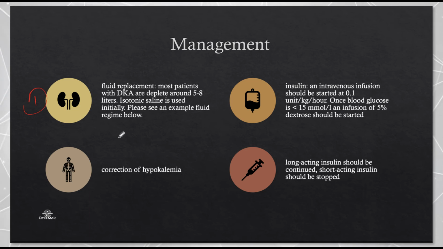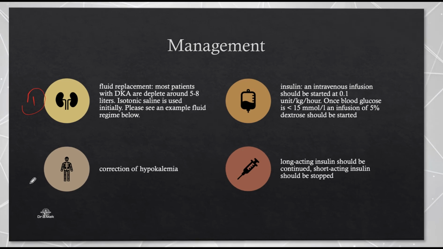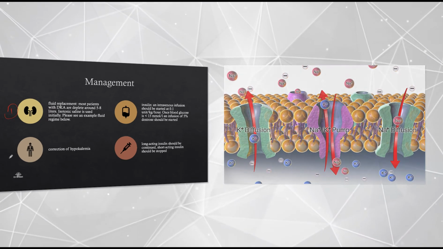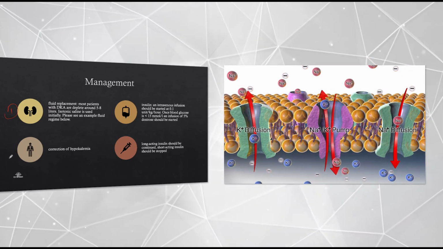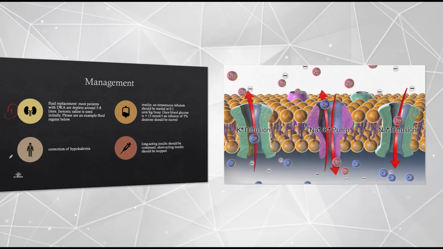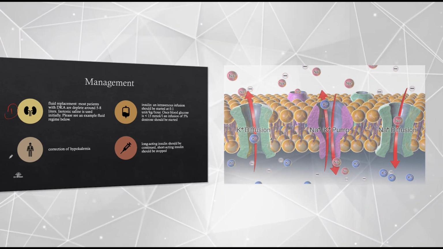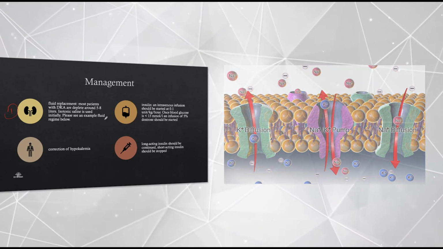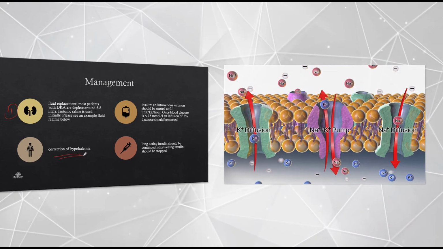Isotonic saline is used initially, and you want to really look at the fluid example that we're going to show you in a bit. And there's correlation of, you need to correct hypokalemia. Remember I touched on there's a lot of intracellular and extracellular shifts. So that also happens to try to compensate for your osmolality and for your positive and negative ions in the body to try to maintain an isoelectric state. And so we're going to explain that now.